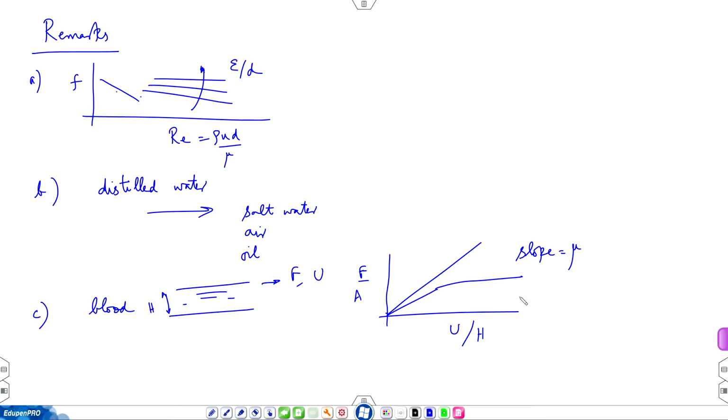So, it has some viscosity for small values of u over h, and it has in fact a smaller viscosity for larger values of u over h. So, this is blood. Such fluids are called non-Newtonian. They do not have a well defined viscosity. Viscosity indeed depends on that u over h variable.